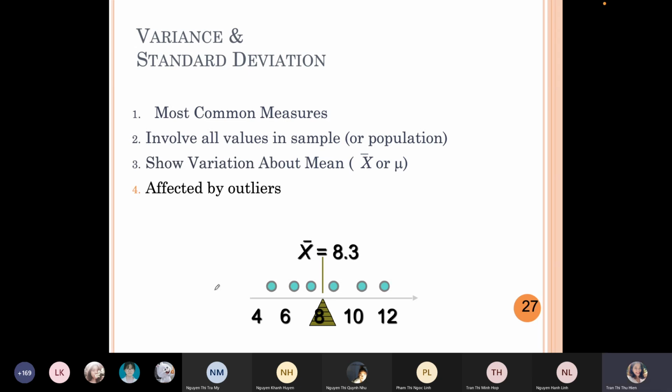The variance is a measure of variability that utilizes all the data. Remember what I just said before about the notation for the mean. X-bar is the mean for the sample. And mu is the mean for the population. So when you look at the data set here, what is the range for the data set?